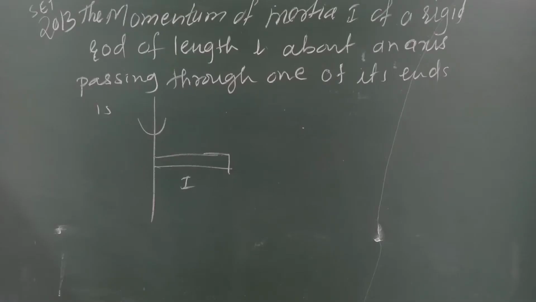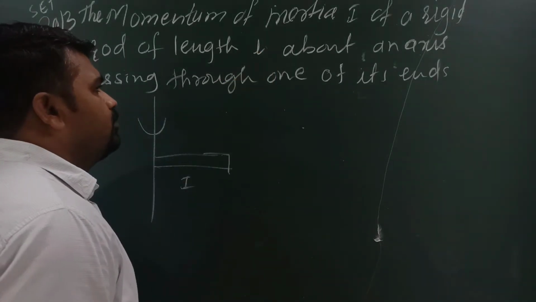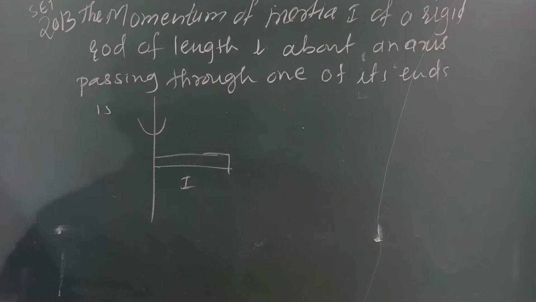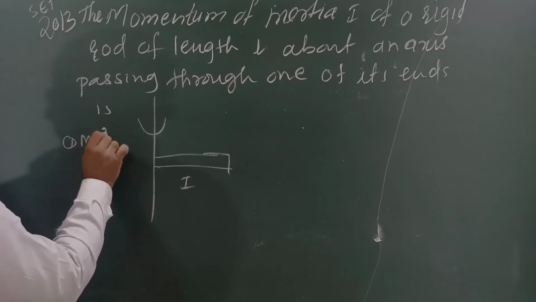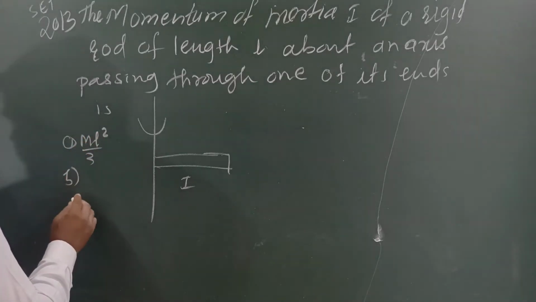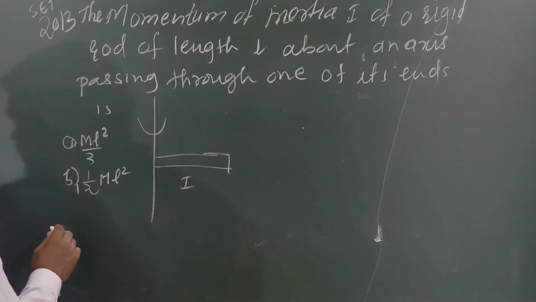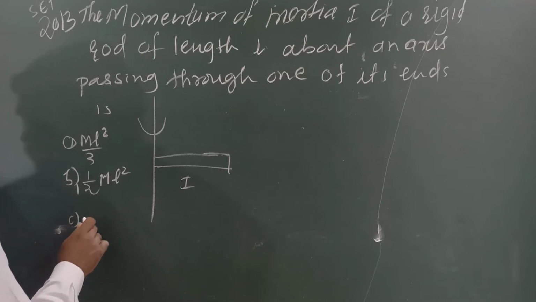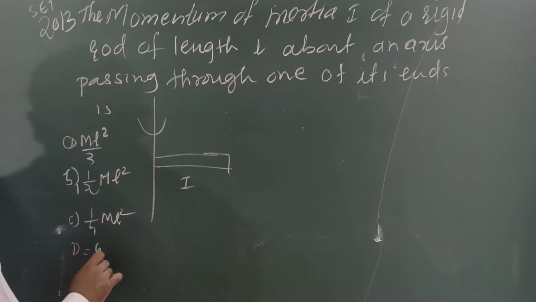Next question, set 2013. The moment of inertia I of a rigid rod of length L (you can take L as your small l, no problem) about an axis passing through one end of the rod. What is the answer here? Option A, m l square by 3. Option B, 1 by 2 m l square. Option C, 1 by 12 m l square. Option D, 1 by 4 m l square. Option E, 4 by 3 m l square.